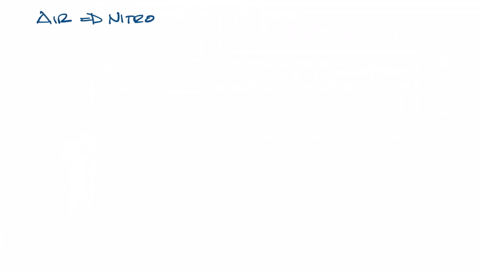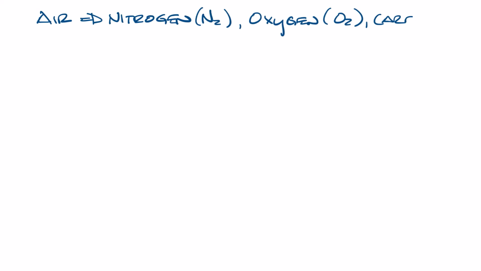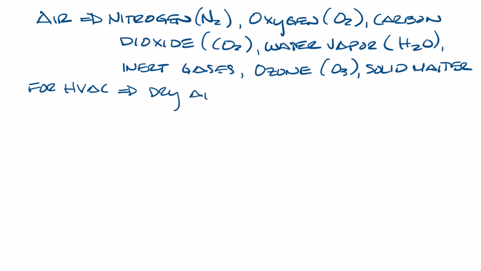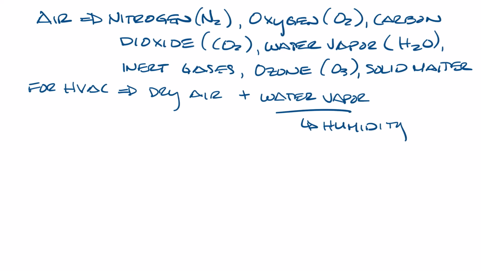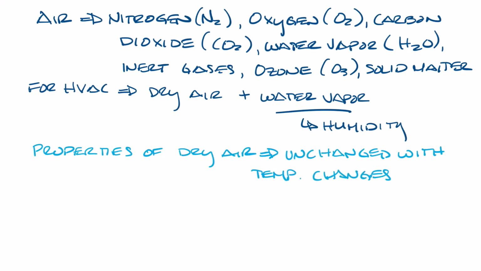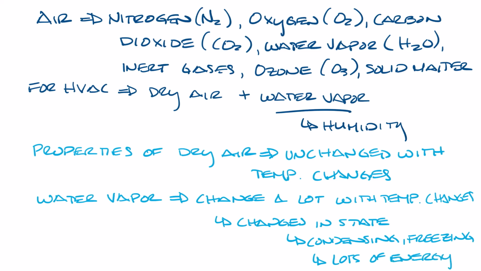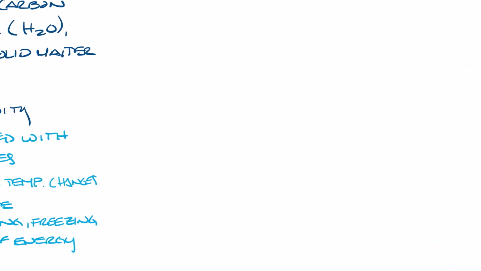Let's start with air. Air is a gaseous mixture of nitrogen, oxygen, carbon dioxide, water vapor, several inert gases, and traces of ozone, and some submicroscopic solid matter. For HVAC purposes, though, air is considered to be made up of dry air and water vapor. The water vapor part is the humidity. The properties of the dry air is pretty much unchanged as temperature changes. The water vapor, on the other hand, can change a lot as temperature changes. These changes can include changes of state, condensing or freezing, and lots of energy is involved when these changes happen. So let's make some room.